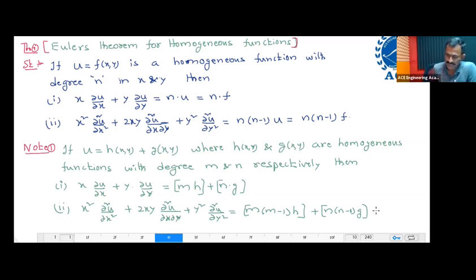Like this we can add the result on. This is for the sum of two functions. Same thing for the sum of 3, 4, like this also. But the condition is, in the sum of many functions, all functions should be homogeneous only. Otherwise, we cannot find.